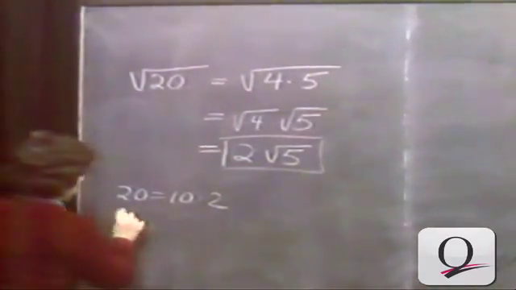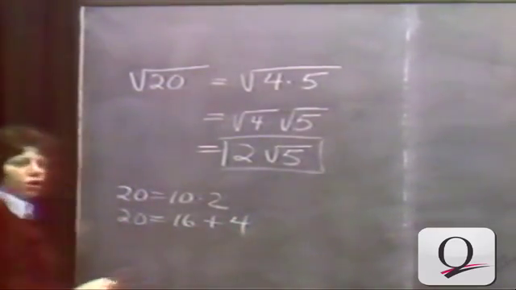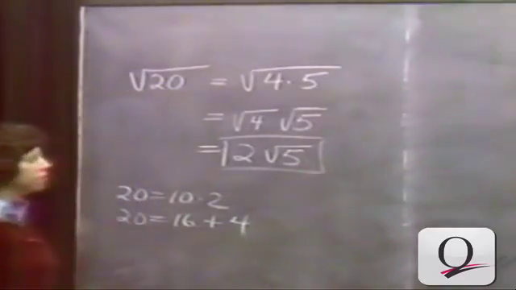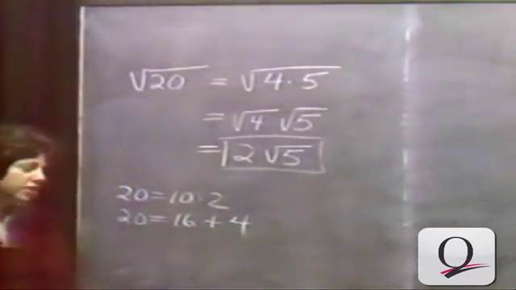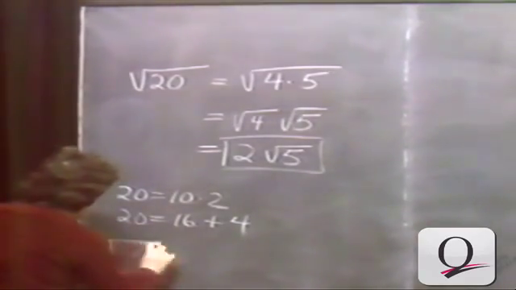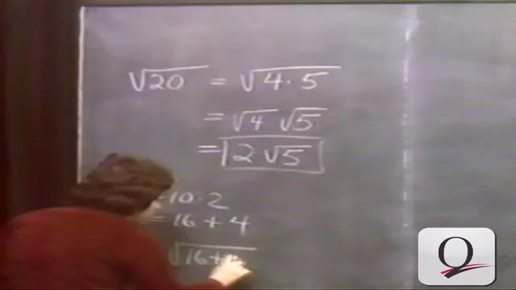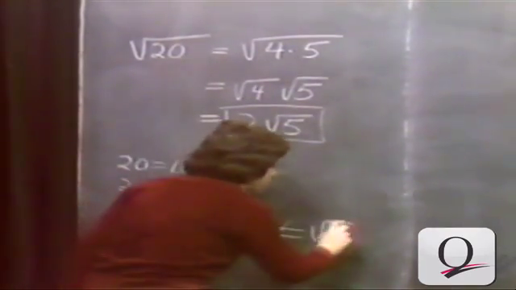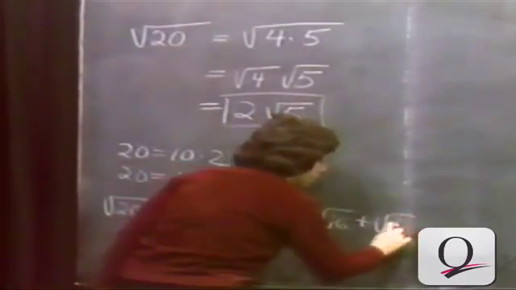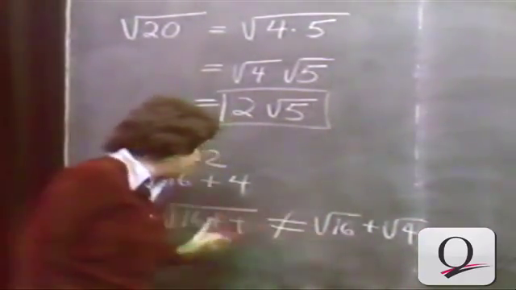Also, 20 is equal to 16 plus 4. But that will not help us either in putting it into simplest radical form. Well, you may say, aren't 16 and 4 perfect squares? That's true. The square root of 20 is equal to the square root of 16 plus 4, but that is as far as we go. We cannot say that that's the square root of 16 and the square root of 4. This is not true. We are not allowed to go from this to this.